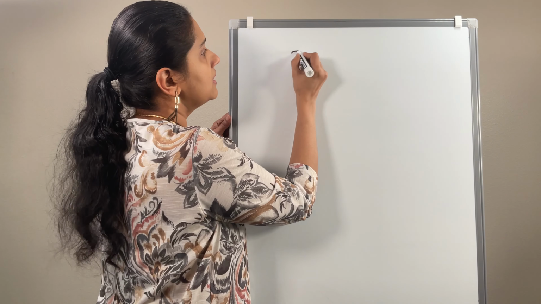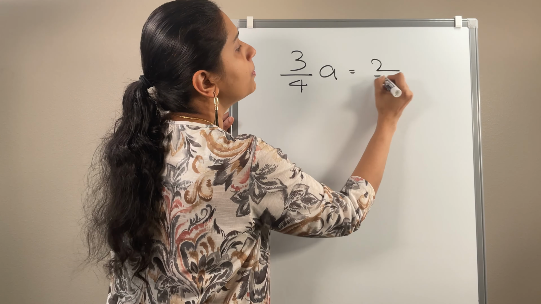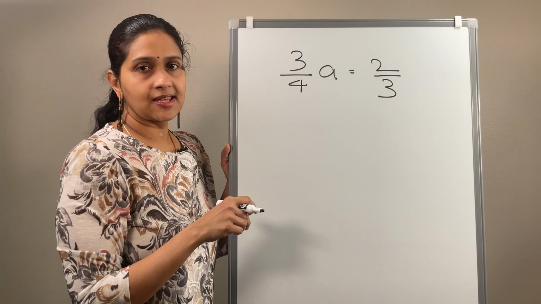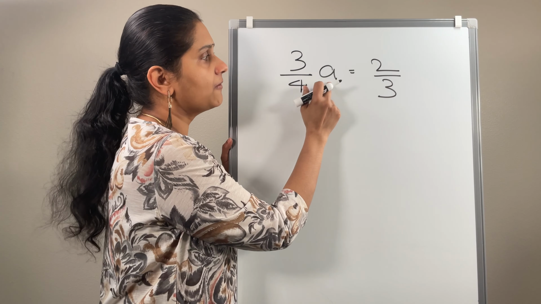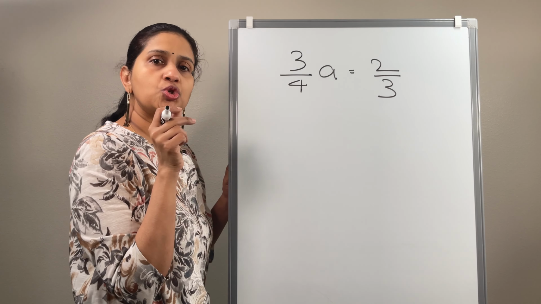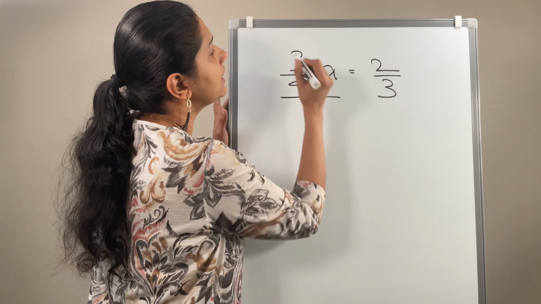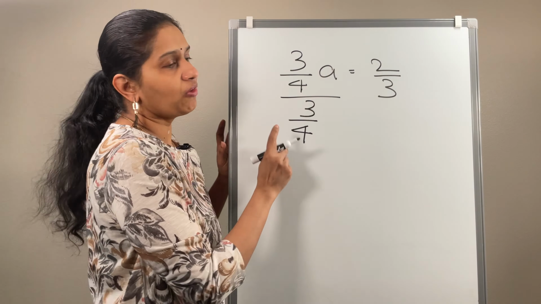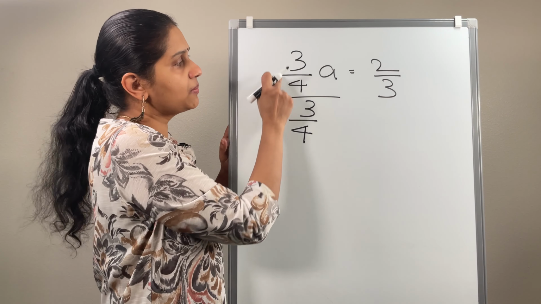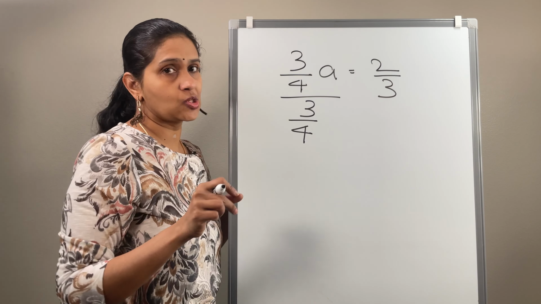Consider the example 3/4 a = 2/3. Here it is a fraction, and 3/4 is the number associated with the variable a. The first step is to isolate the variable a. For that, you have to divide the left side by 3/4. Why are you dividing it by 3/4? So that 3/4 will get cancelled and the variable a will be isolated.